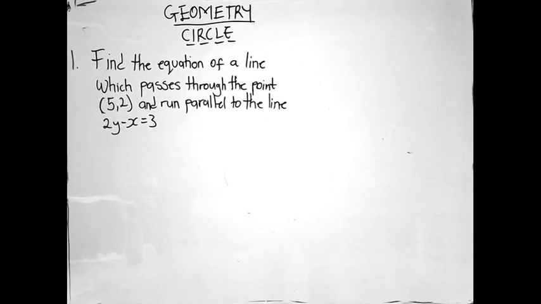Our lesson today is going to be based on geometry, that is circles. Find the equation of a line which passes through the point (5, 2) and runs parallel to the line 2y minus x is equal to 3.